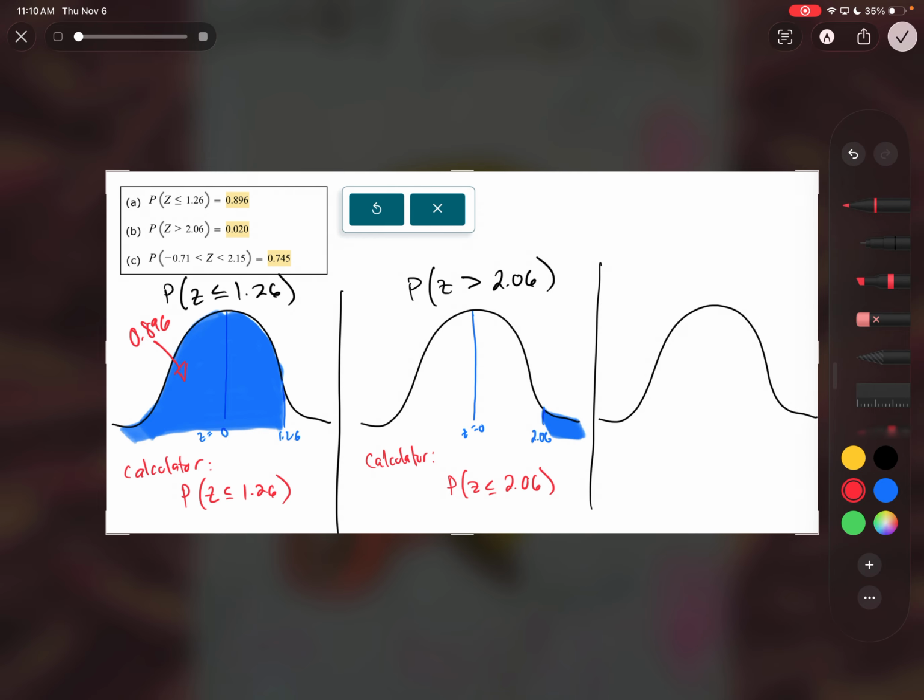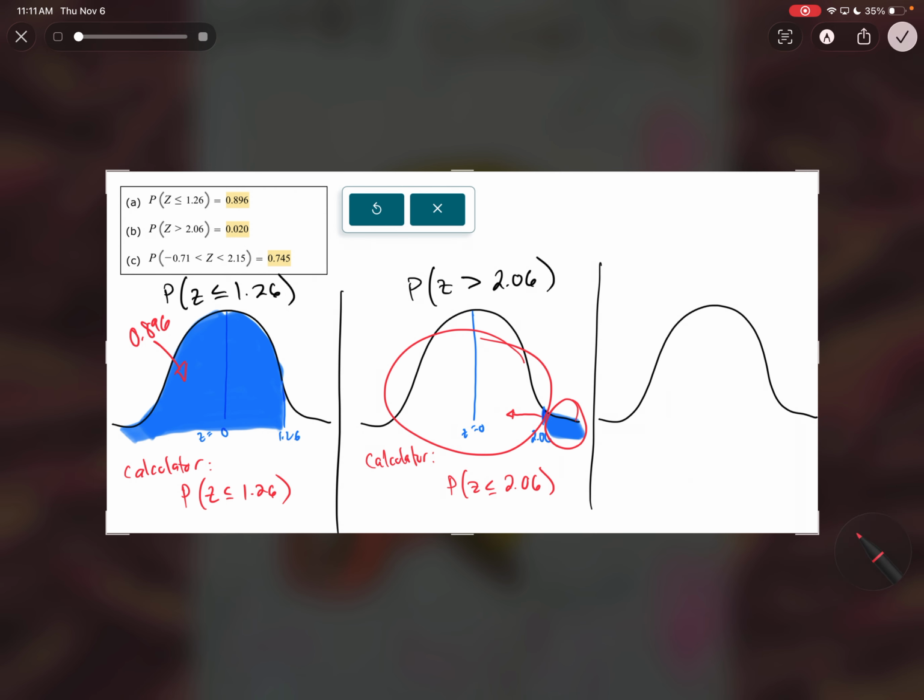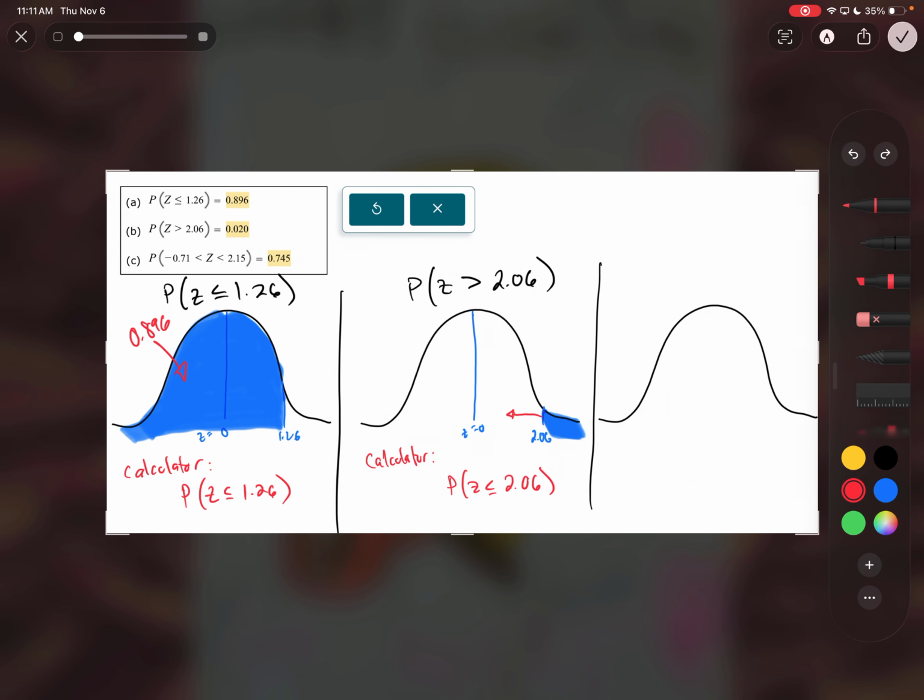But in the calculator, wouldn't this be the same thing as finding everything to the left? So if that was 98%, then I know that this has to be 2%, right? If this was 98%, then this little guy right here has to be 2%. So to flip the sign, to make it be greater than instead of less than or equal to, just like binomial, we do 1 minus, okay? So if you ever need to find the right side or the greater than, you have to flip the sign and do 1 minus. And this accounts for 0.02.